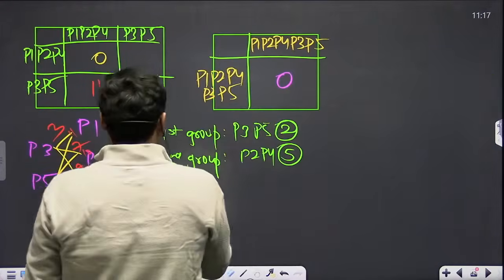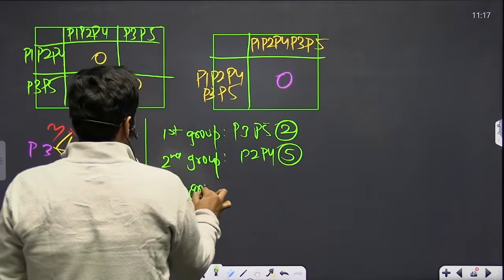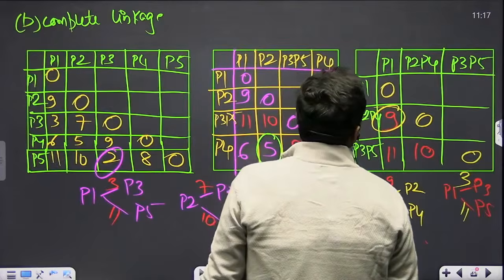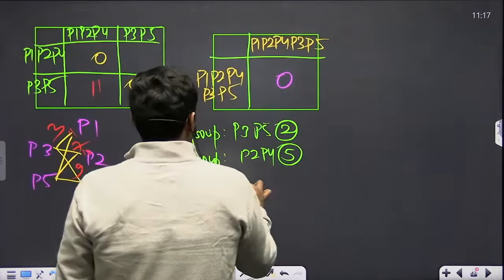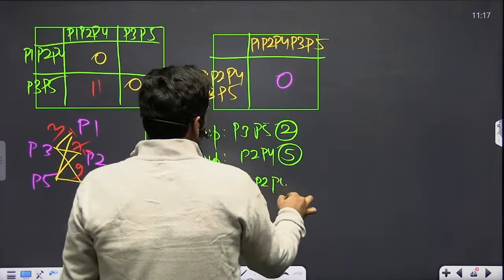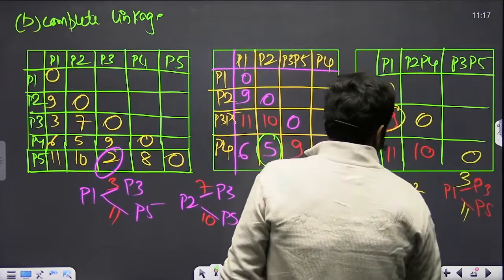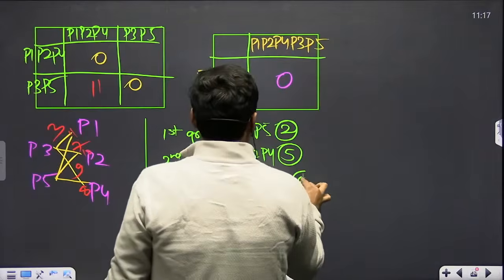Then the third grouping is done between which elements? It is done between P1, P2, P4, at a cost of 9.